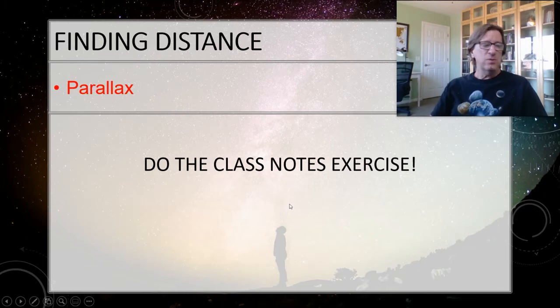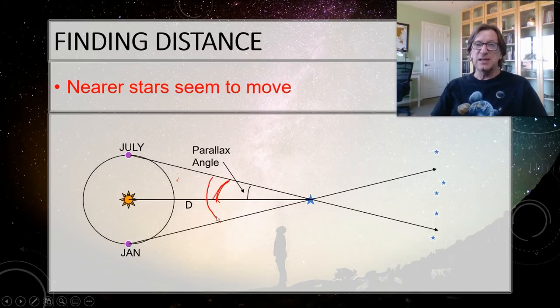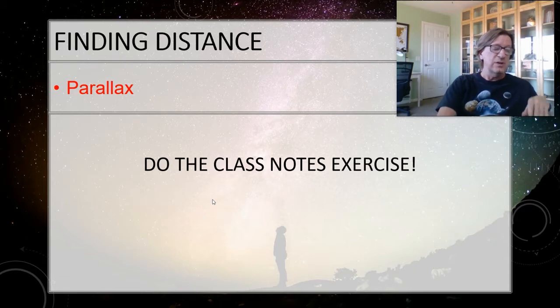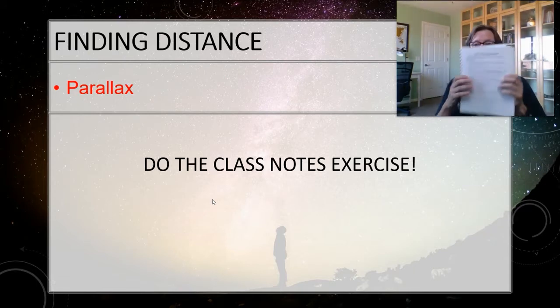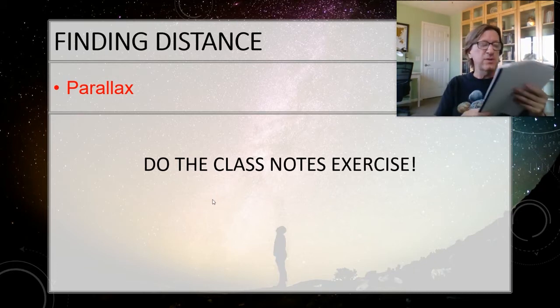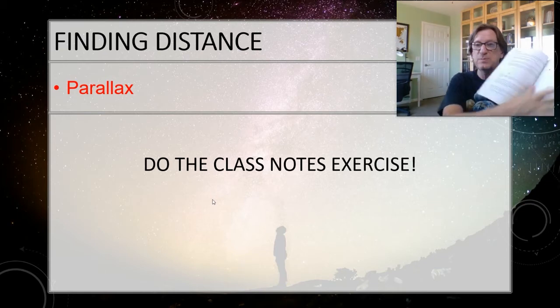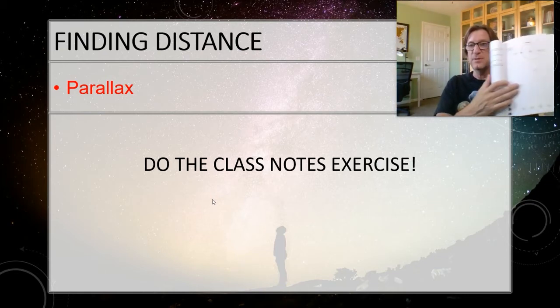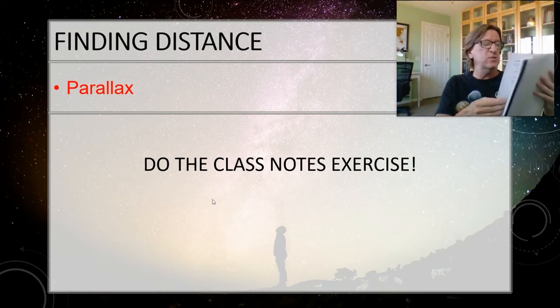So let's use this technique and see how we can figure out the distances to stars. And we're going to build it piece by piece. Now, we're going to do this a little differently because what I want you to do is pause the video and actually do the first page of the class notes exercise. So it's going to be referring to this picture right here. Okay? So when it says, for example, use a straight edge in figure 1, draw a line from Earth's position in January to determine where it's going to be.